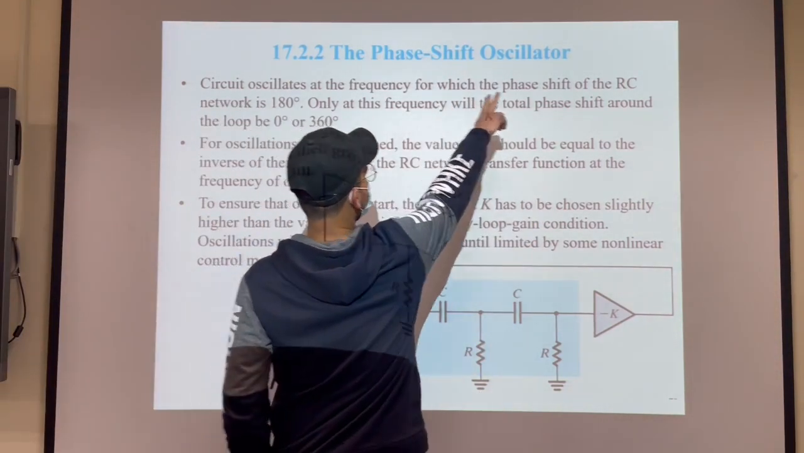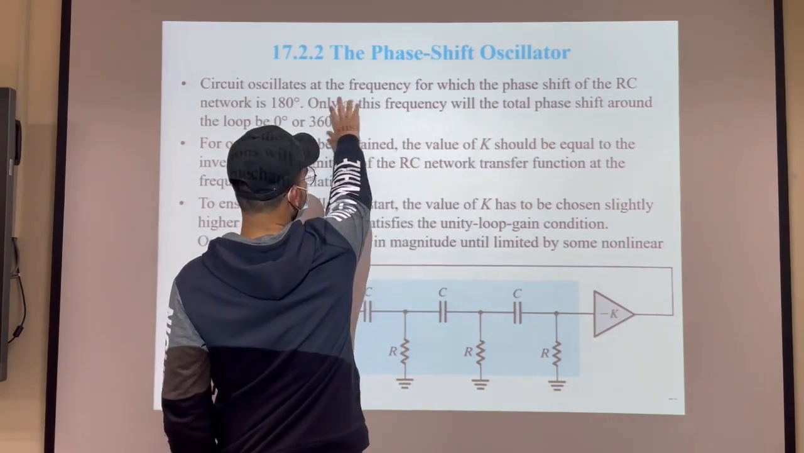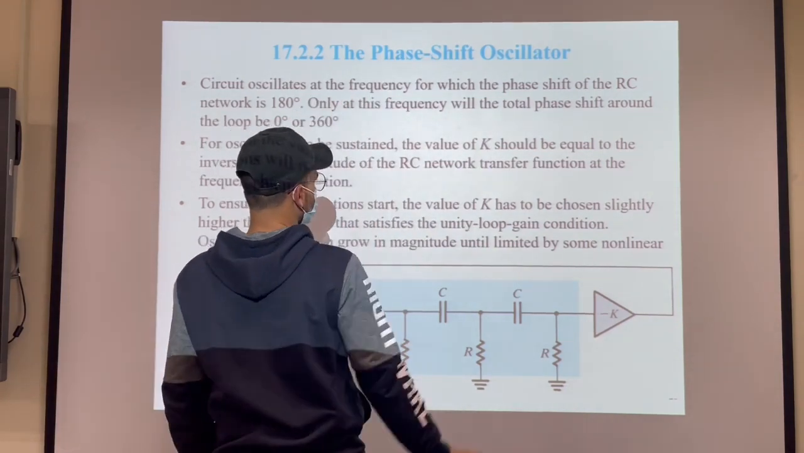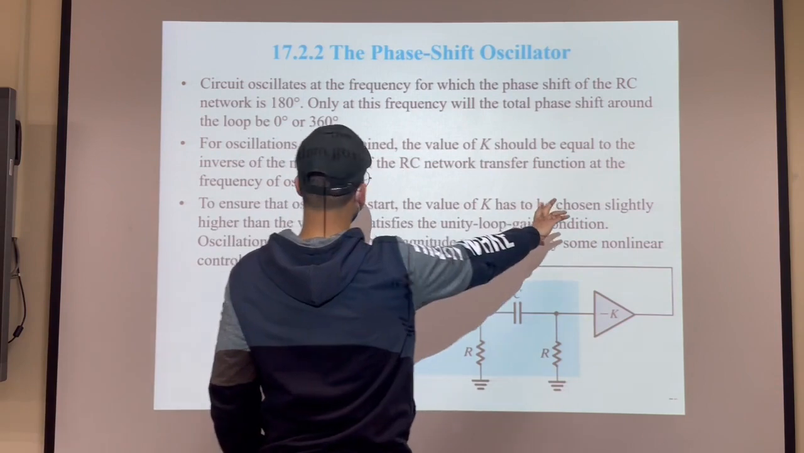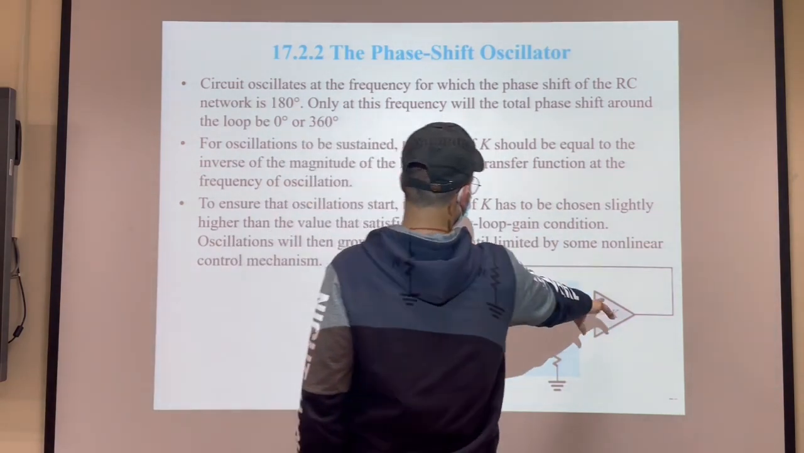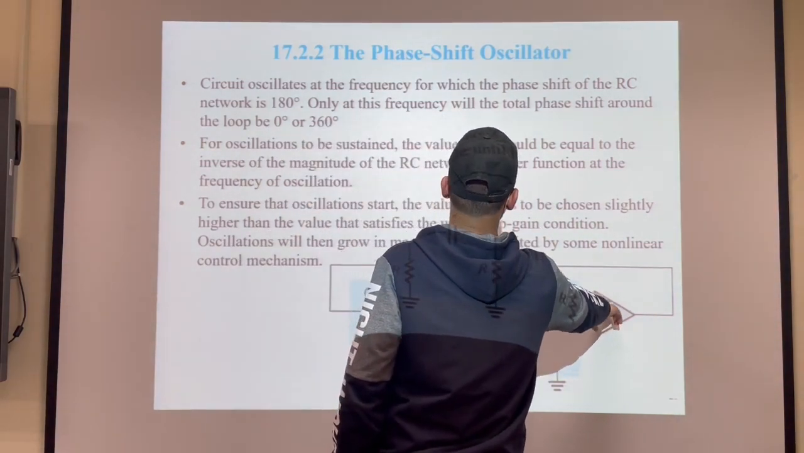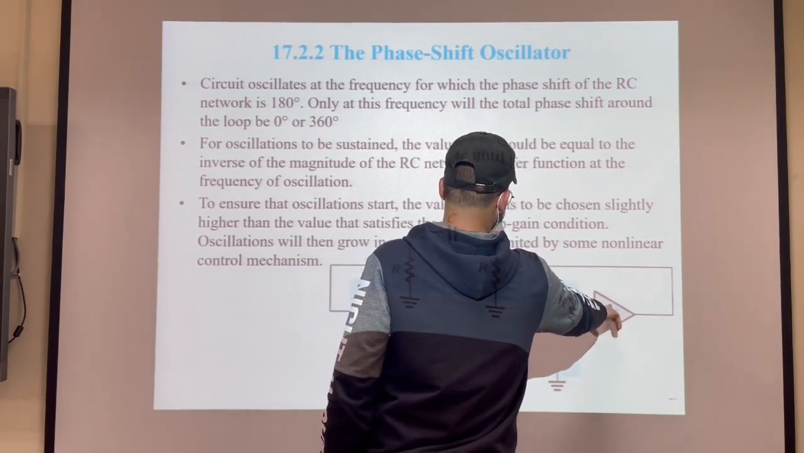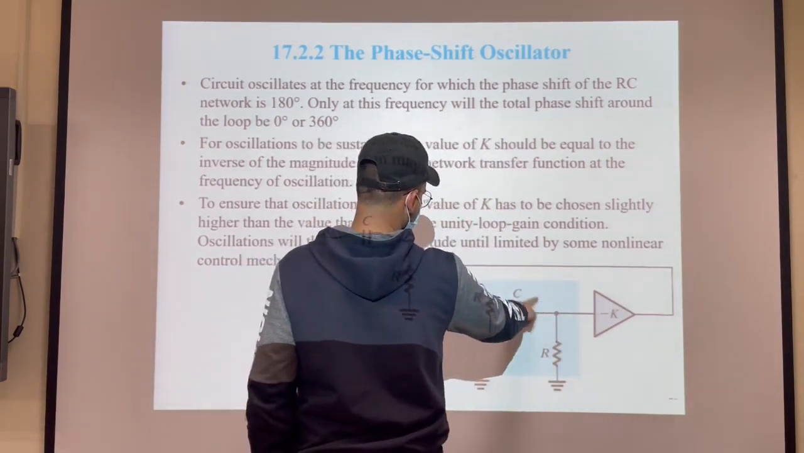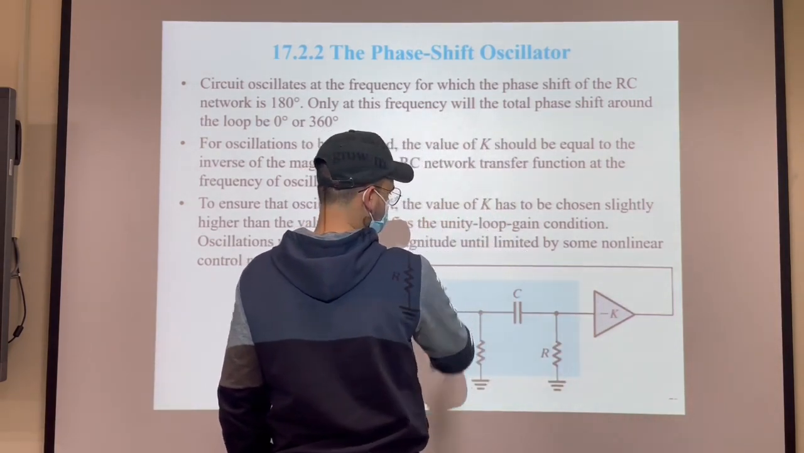When we have a phase shift of 180 degrees in the RC network, at that time the circuit will oscillate. Then, to achieve this, K should be slightly greater than the inverse of the magnitude of this RC circuit.